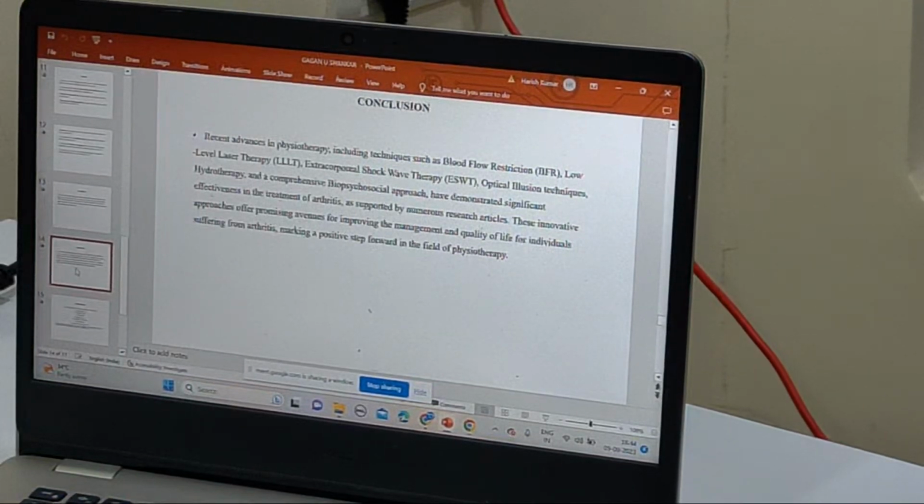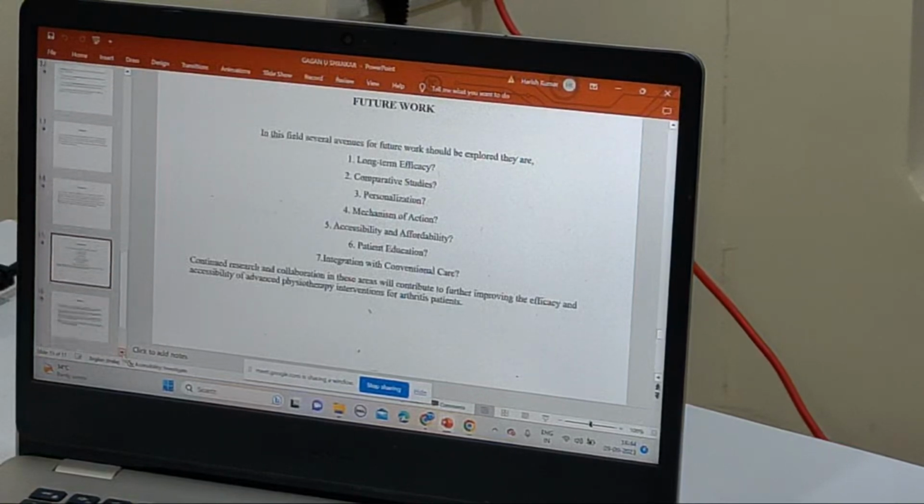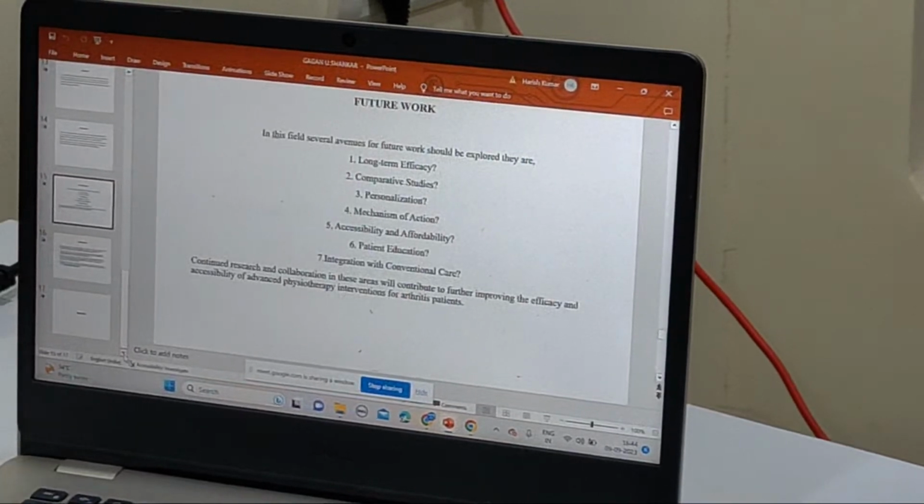These are my references, and this is my future work which we have to concentrate on, like personalization and mechanism of action. We have to know this. These are still under research, so we have to do still more research to conclude the treatments.